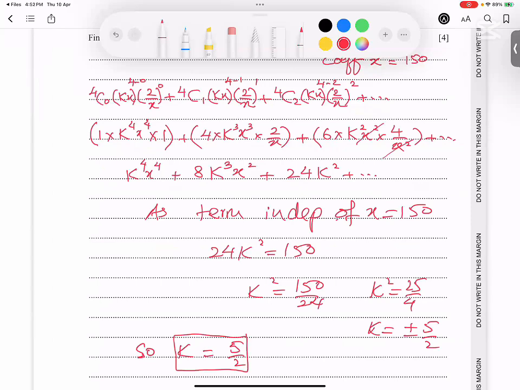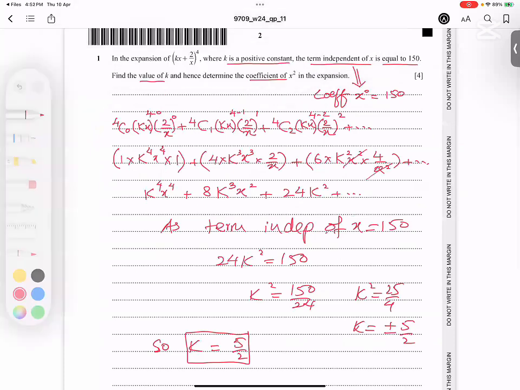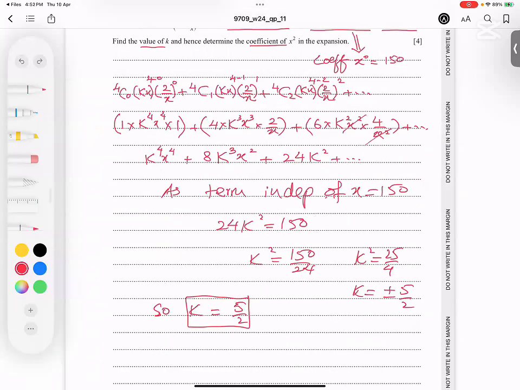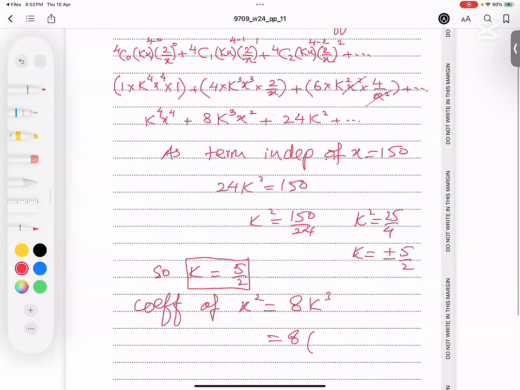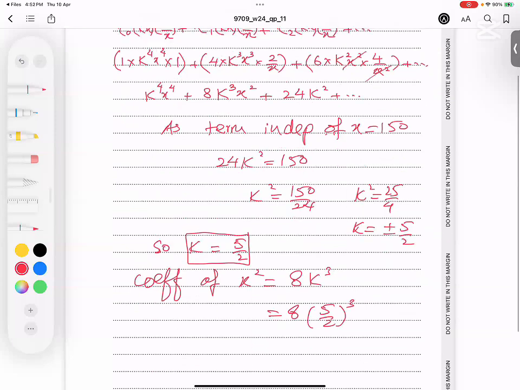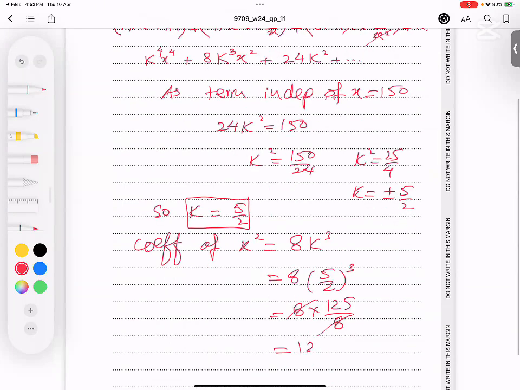Secondly, he said find the coefficient of x to power 2. So I will plug in this value here. Coefficient of x to power 2 means I am looking for this term. Don't take x square. When I replace this value, 5 over 2 to power 3, I get 8 into 125 by 8, the 8 cancels out, and I get 125. I hope the concept is clear.